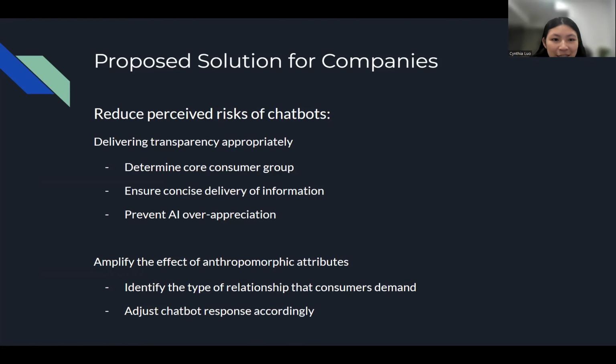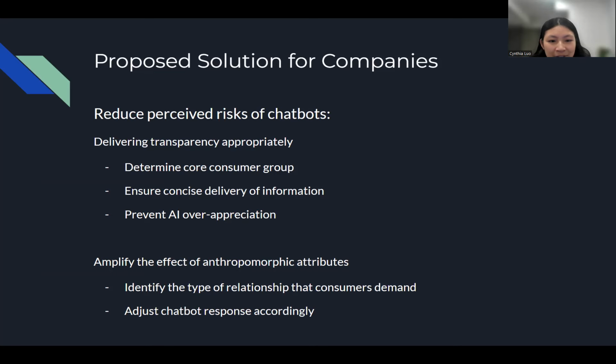Then companies can aim to reduce the perceived risk of chatbots by first delivering transparency in an appropriate fashion. They can do so by first determining the core consumer group, then delivering information in a concise manner. And on top of that, they want to prevent AI over-appreciation, which is harmful to the consumers too.